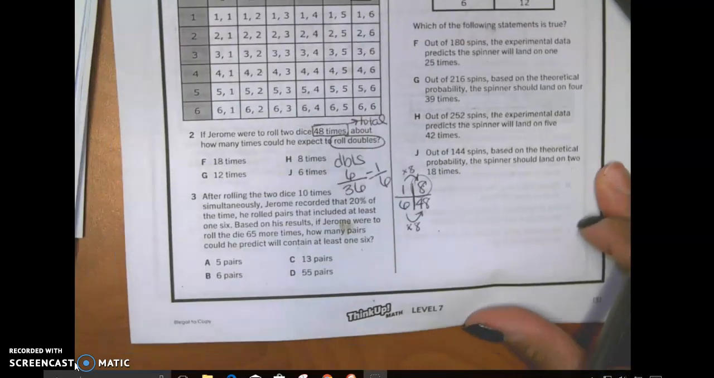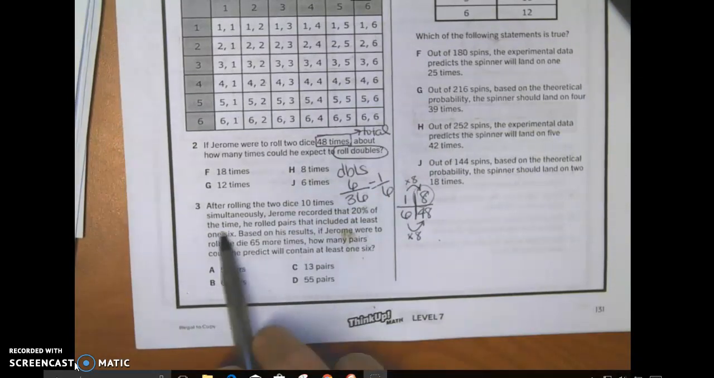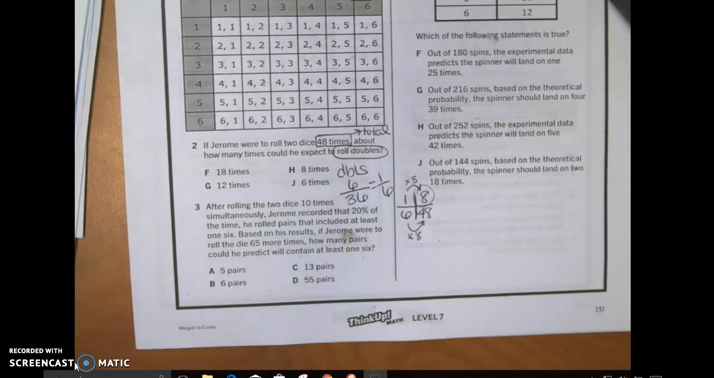Okay, number 3. After rolling the dice 10 times simultaneously, Jerome recorded that 20% of the time he rolls pairs that included at least 1 6. Stop right there. What happens in those 10 times? He rolls 2 dice. And then what are the results? 20% of the time he'll roll pairs that have a 6. So I know about that 10 times, correct? Based on his results, if Jerome were to roll the dice 65 more times, how many pairs could he predict will contain at least 1 6?